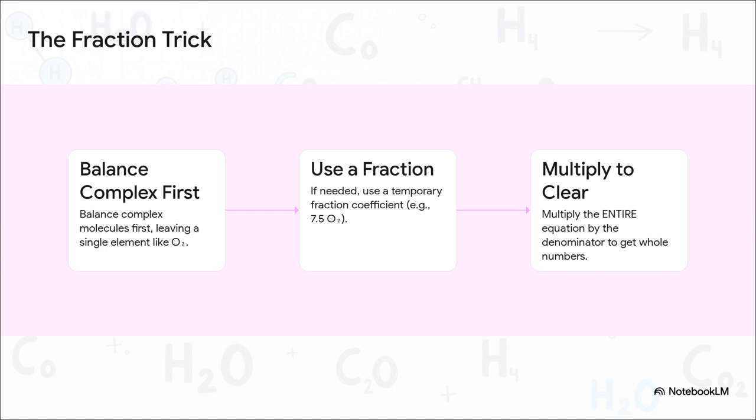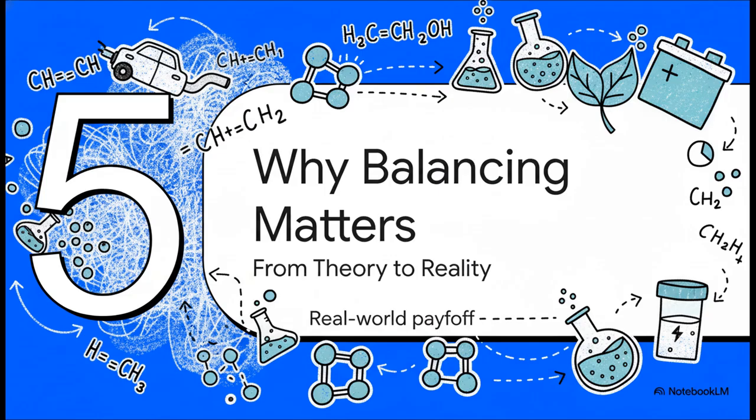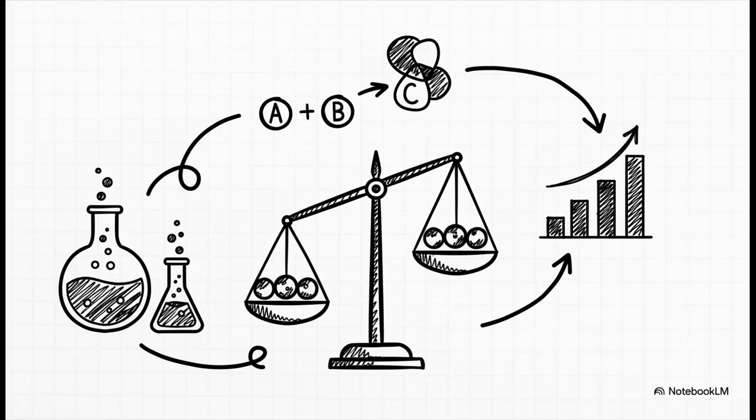It's a lifesaver. So we've gone through the how-to, but let's take a step back and talk about the so what. Why do we even bother with all this? How does this move from the textbook page to the real world? Look, this isn't just a puzzle to solve for homework. Balancing equations is the language chemists use to describe reality. It's the absolute foundation for something called stoichiometry, which is the math that lets us predict exactly how much stuff a reaction will make. If you work in a lab, this isn't just important, it's everything.